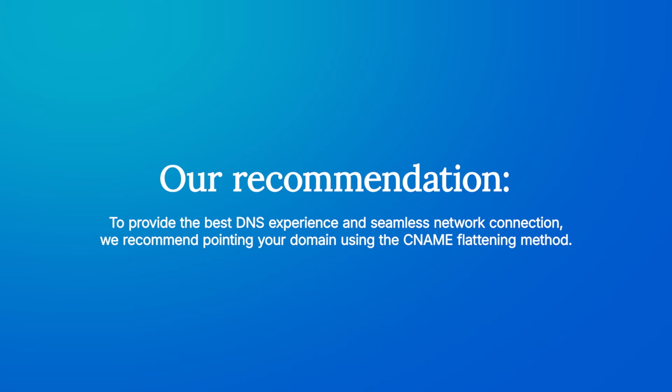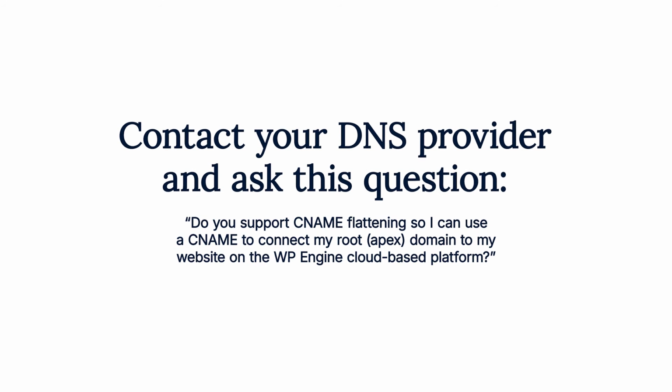Why do we recommend using CNAME flattening? Although it's a rare occurrence, IP addresses are subject to change here at WP Engine. This means if you use A records to point your domain to an IP address, you may need to update your DNS later if our IP addresses change in the future. But if you're able to use CNAME flattening, you won't need to update your DNS settings if our IP addresses change. So, before following this tutorial, we recommend reaching out to your domain provider and asking them if they support CNAME flattening, so you can use a CNAME to connect your root domain to your website on the WP Engine cloud-based platform.